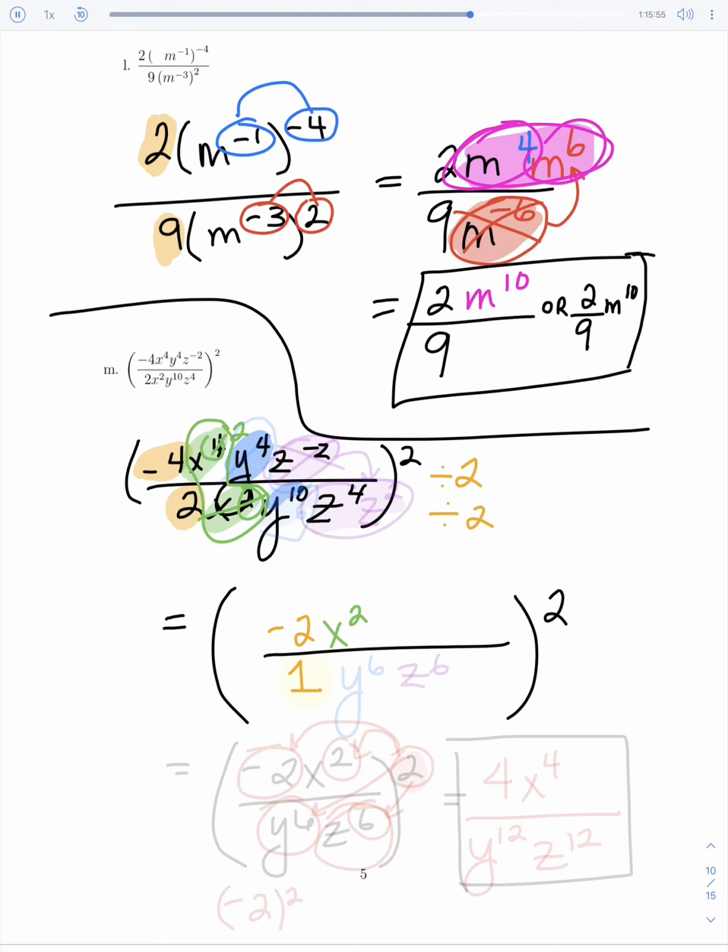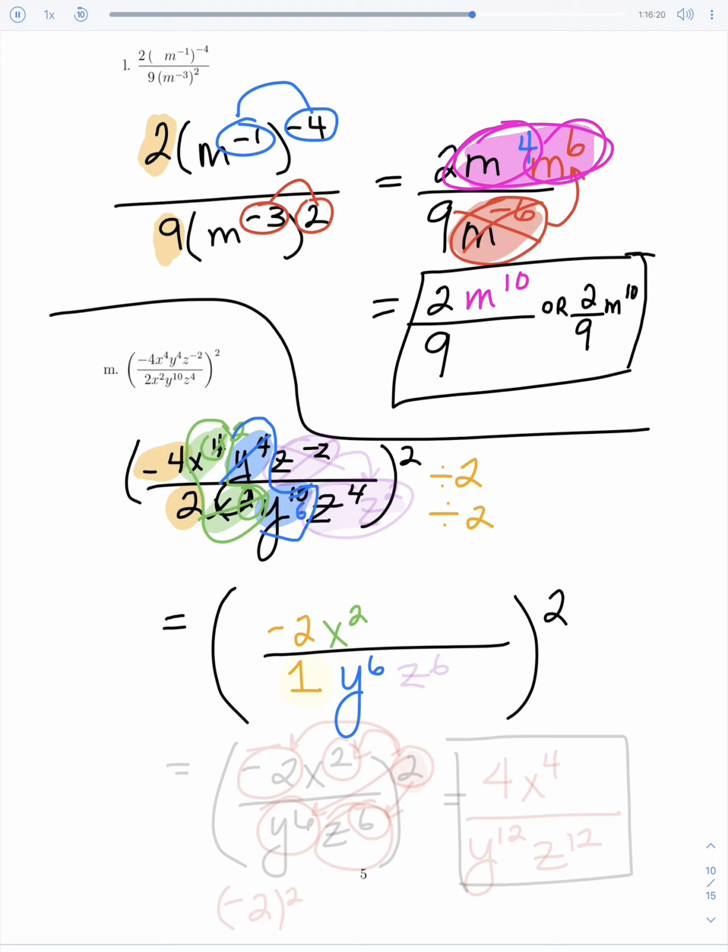Now you'd go after your y's. We've got a y to the 4th on top and a y to the 10th on the bottom. So if you subtracted your exponents, you would get a negative 6, and then you'd have to drop your y to the negative 6 to the bottom. Or you can just cancel out the 4 y's on top with 4 out of the 10 on the bottom, which does leave you with your leftover 6 y's on the bottom automatically.